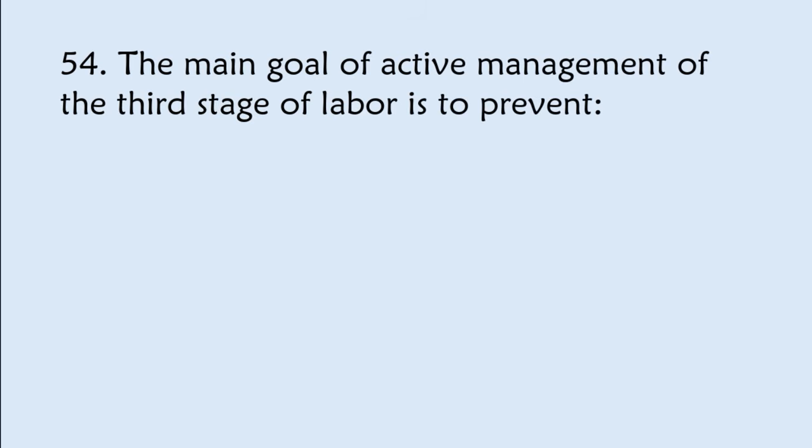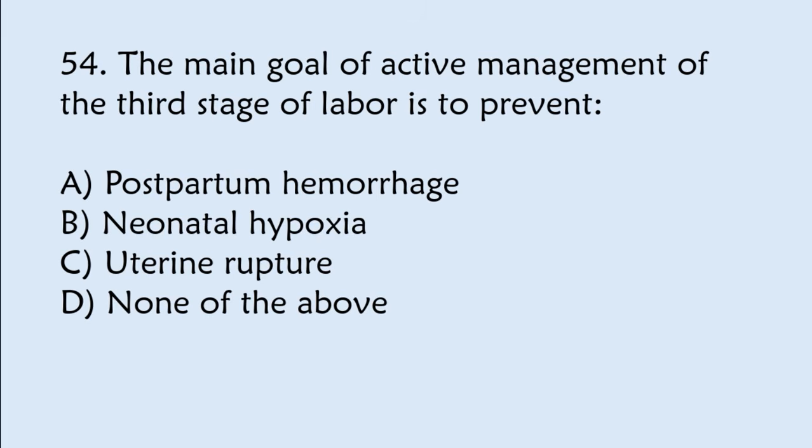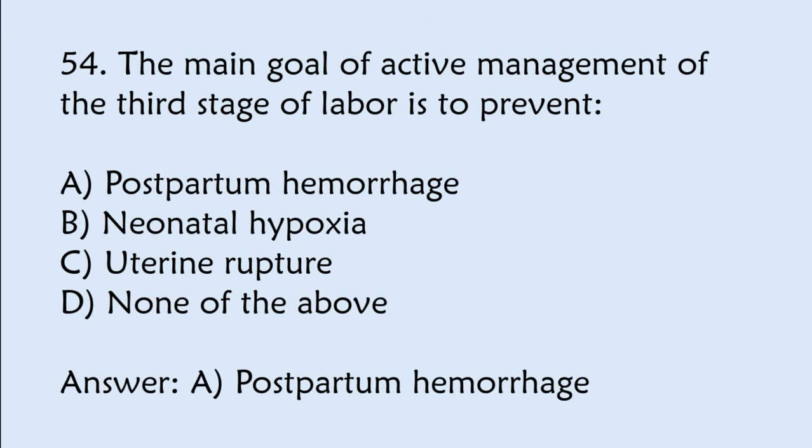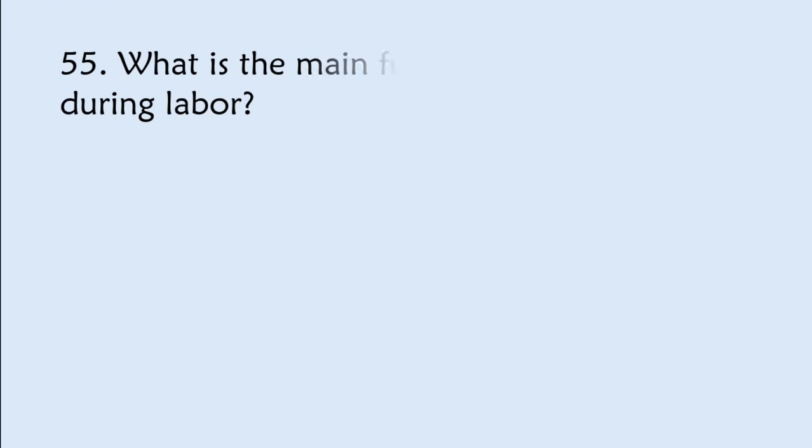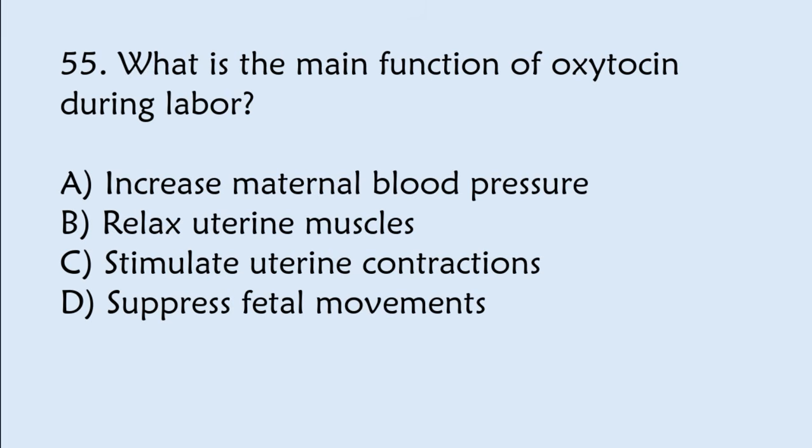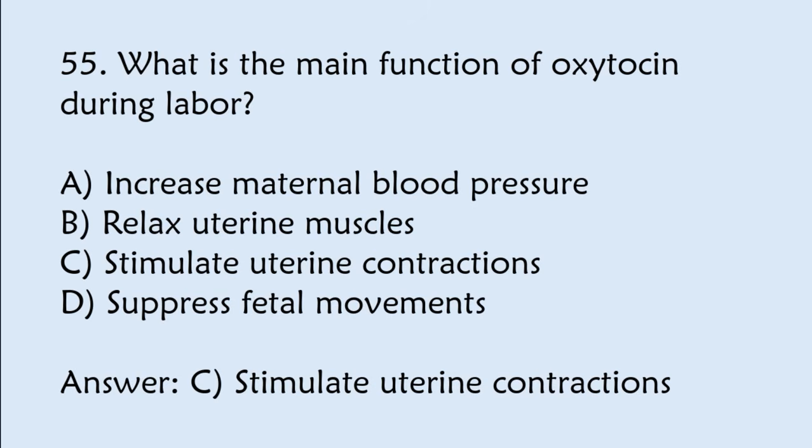The main goal of active management of the third stage of labor is to prevent postpartum hemorrhage, neonatal hypoxia, uterine rupture, none of the above. Correct answer is option A, postpartum hemorrhage. What is the main function of oxytocin during labor? Increase maternal blood pressure, relax uterine muscles, stimulate uterine contractions, suppress fetal movements. Correct answer is option C, stimulate uterine contractions.